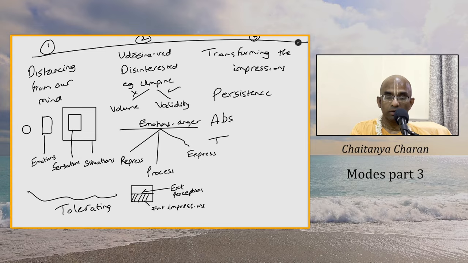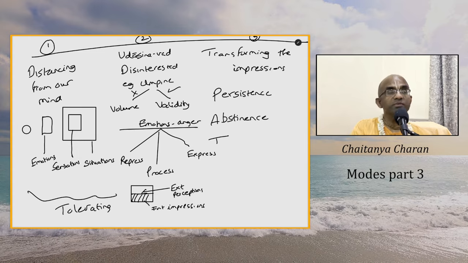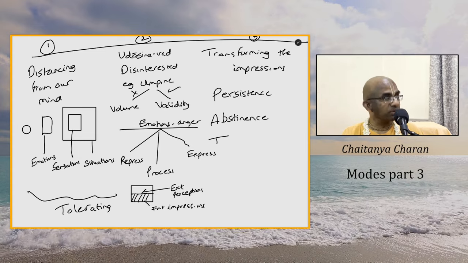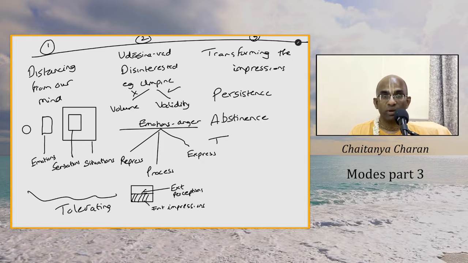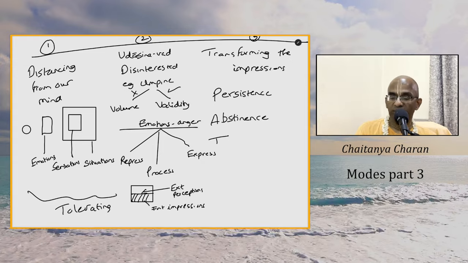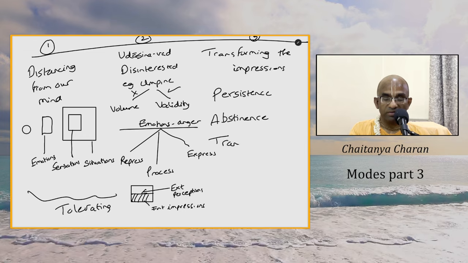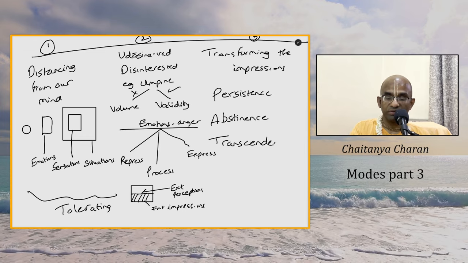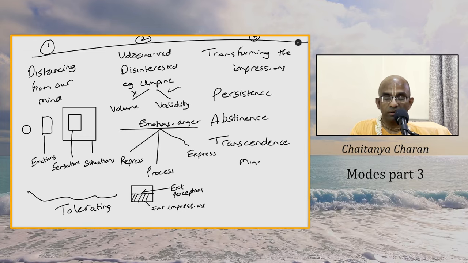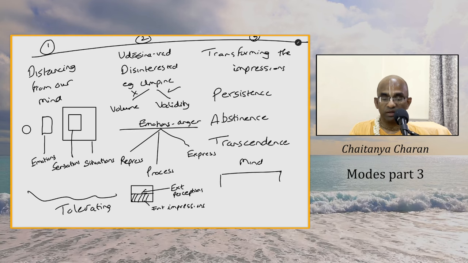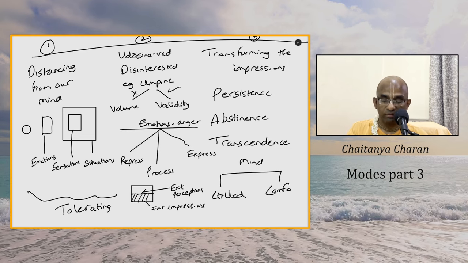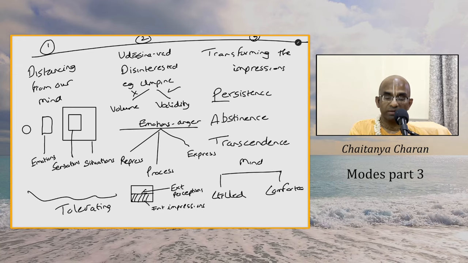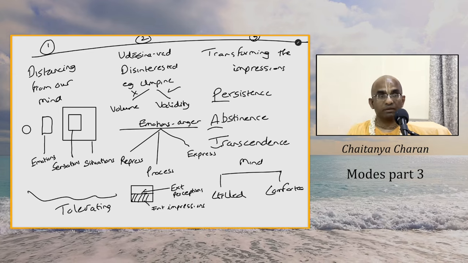Next is abstinence. As much as possible, when the negative urge comes up, the urge to repeat our previous unhealthy tendency to act, just distance yourself from it. And last is, by this we can get to transcendence. The mind sometimes needs to be controlled, but sometimes it needs to be comforted. So this is a way of comforting it.